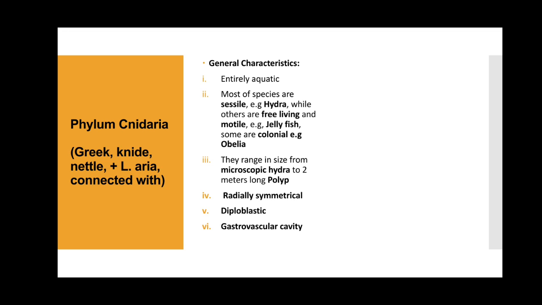Their body shows radial symmetry. Cnidarians are diploblastic animals. It means they have two germ layers, the ectoderm and endoderm. And mesoglea, a jelly like fluid, is present in between the two layers. They have a sac like internal gastrovascular cavity, which is a blind cavity. It means it has one opening and no other opening.